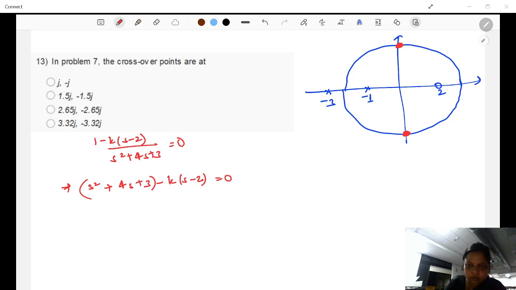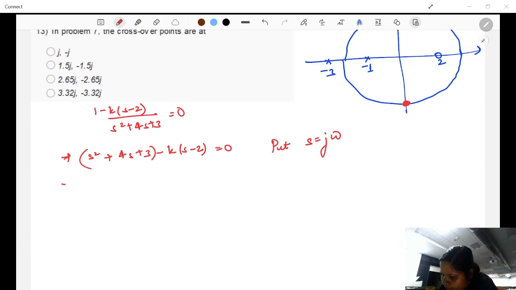Madam, putting s is equal to j omega and solving, we don't get it, madam. Why do you not? You'll get it. I'll show you. Put s is equal to j omega over here because we want to find out at which point it intersects. At these two points there is no real value, it is just the imaginary value. So you'll put s is equal to j omega. What you'll get here is minus omega square plus 4j omega plus 3 minus kj omega plus 2k is equal to 0. Okay, spread out the terms, imaginary separately, real separately.